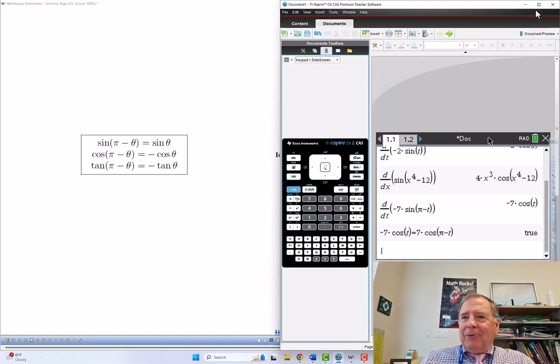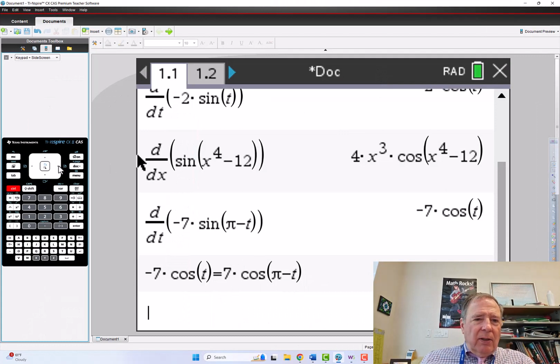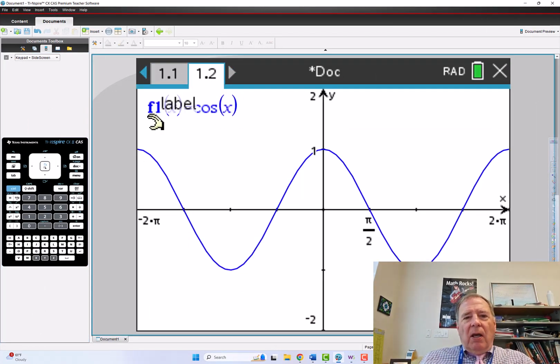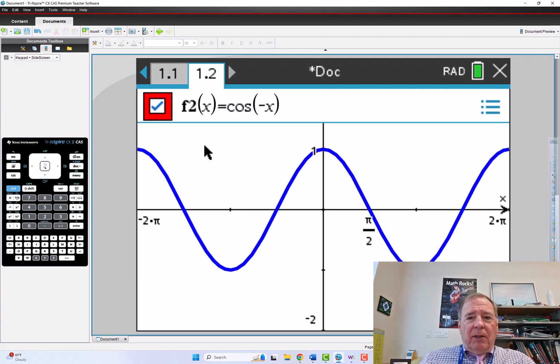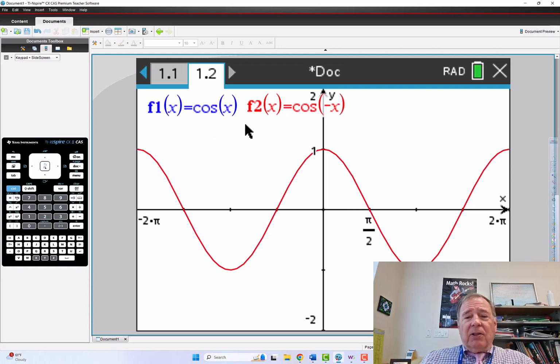So we're going to go to the calculator and take a look at that in graphs. So here's y equals cosine of an angle, and in the calculator you've got to use x instead of theta. I've changed my window to -2 pi to 2 pi, so I get a full period on each side of the y-axis, and I change the vertical to -2 to 2. If we do a negative in front of the x, because this is symmetrical about the y-axis, we're not going to see anything.